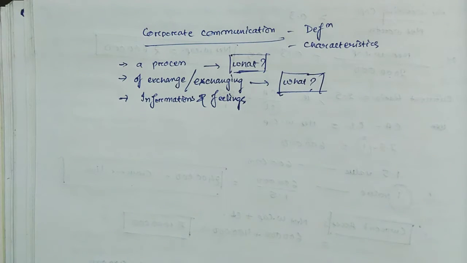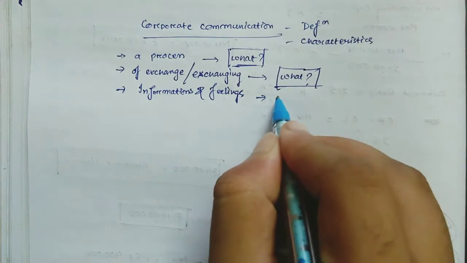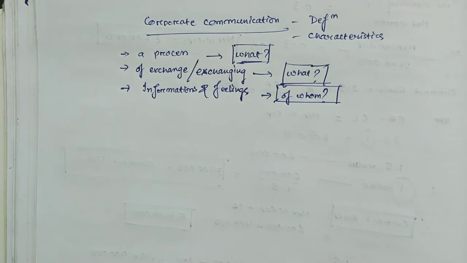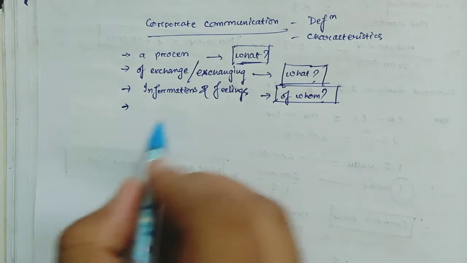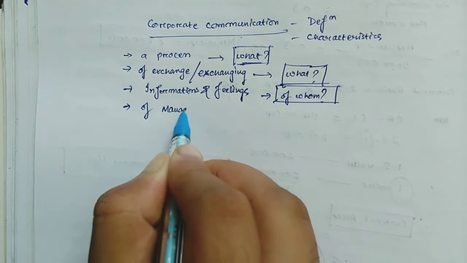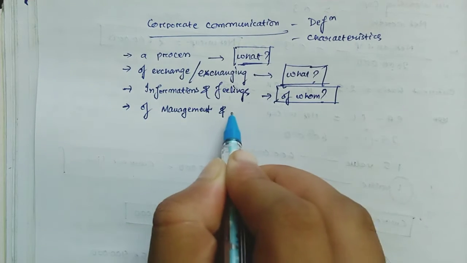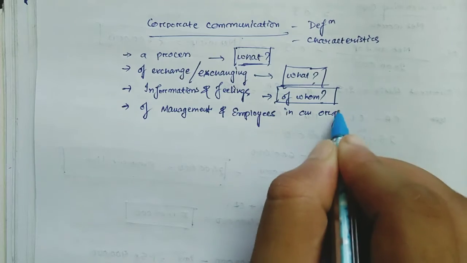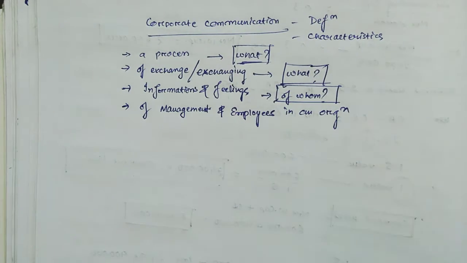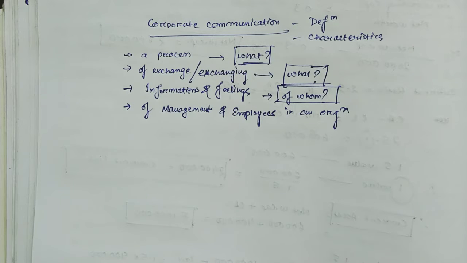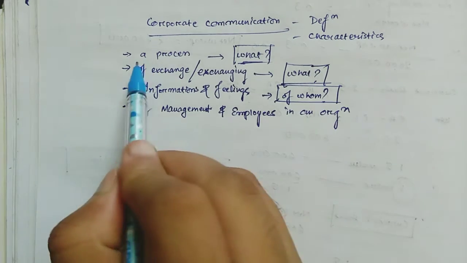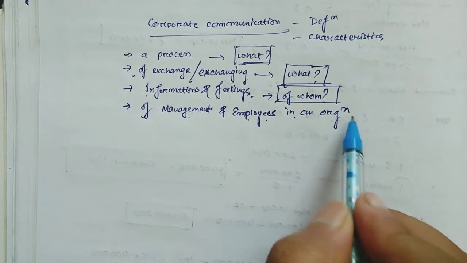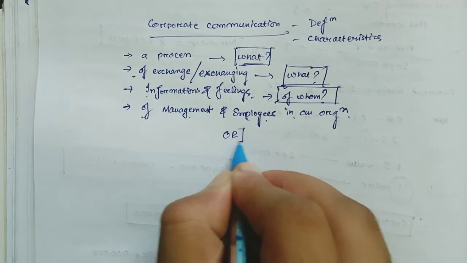Well, now when we talk about informations and feelings, we have to ask of whom? কার ইনফরমেশন বা কার সাথে রিলেটেড ইনফরমেশন, কার ফিলিংস আমরা কনভে করার চেষ্টা করছি. ওকে, there comes the answer of management and employees in an organization. Okay, so আমি যদি এখান থেকে ডেফিনেশনটা বের করার চেষ্টা করি, what will be the definition? It will be simply like this: corporate communication is a process of exchanging informations and feelings of management and employees in an organization. Okay, now let us look at the other definition that is there.